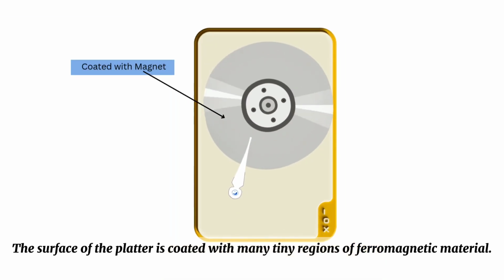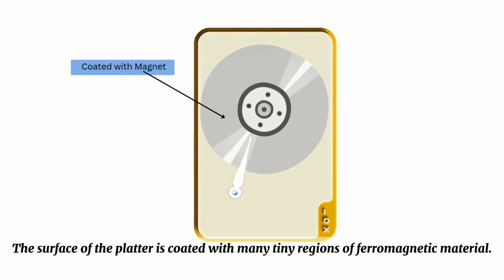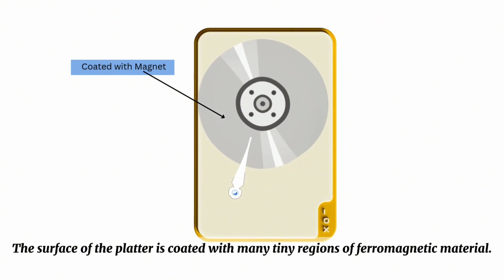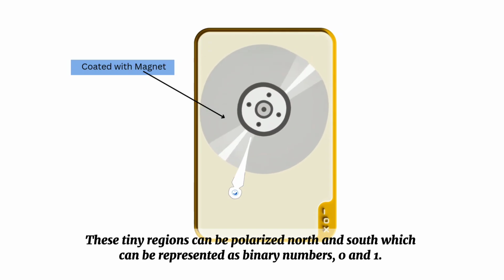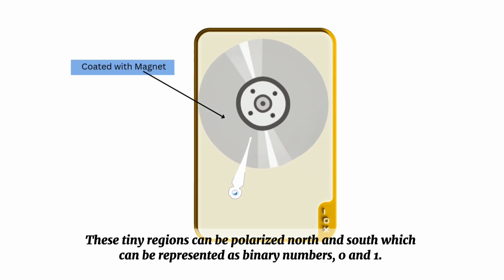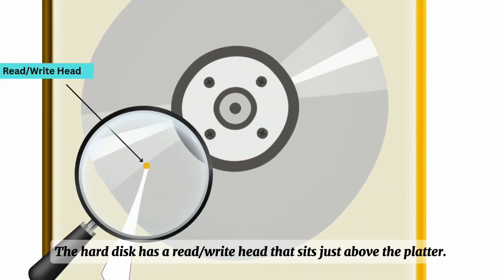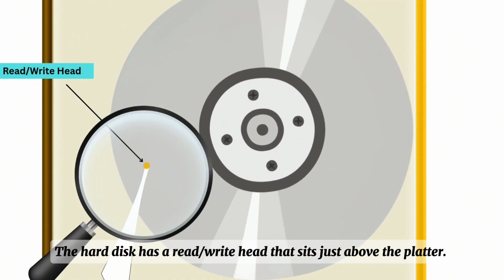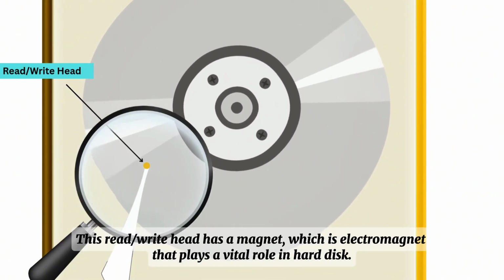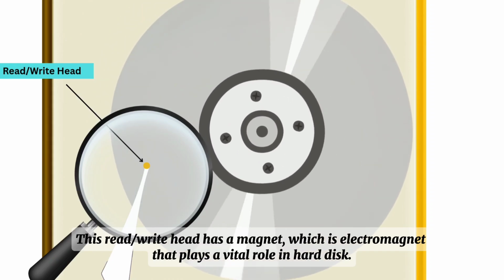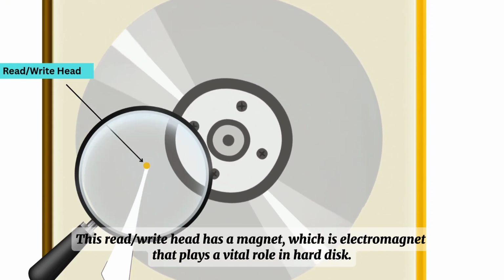The surface of the platter is coated with many tiny regions of ferromagnetic material. These tiny regions can be polarized north and south, which can be represented as binary numbers 0 and 1. The hard disk has a read or write head that sits just above the platter. This read or write head has a magnet, which is an electromagnet that plays a vital role in the hard disk.